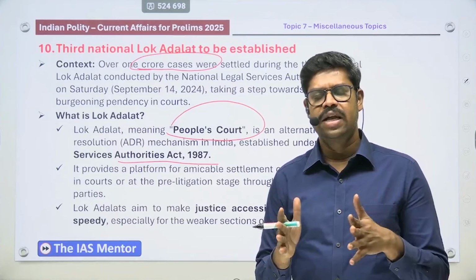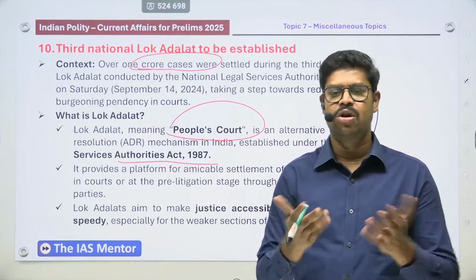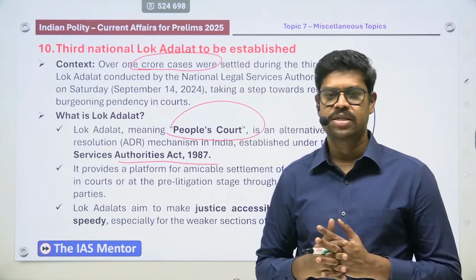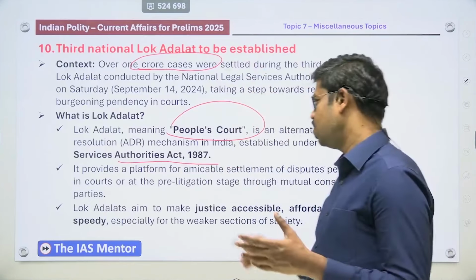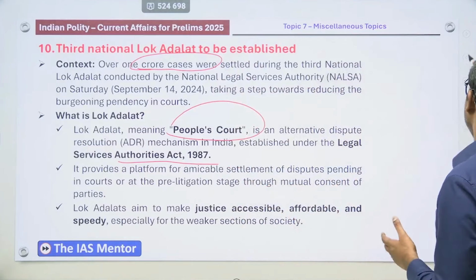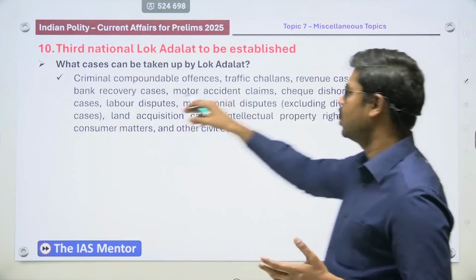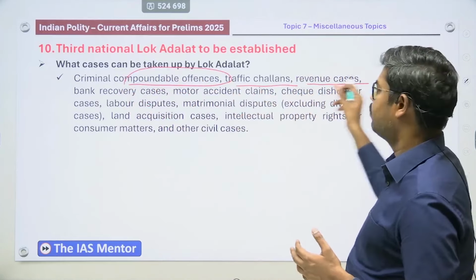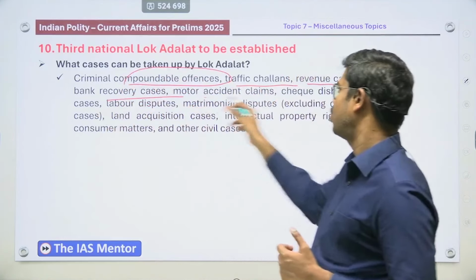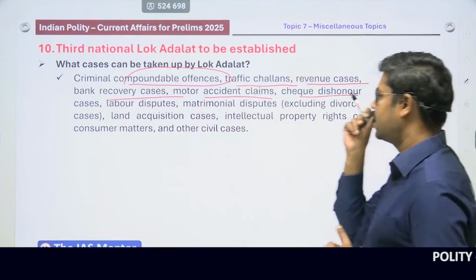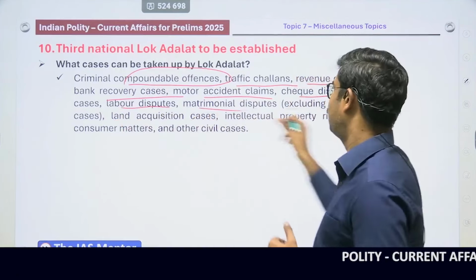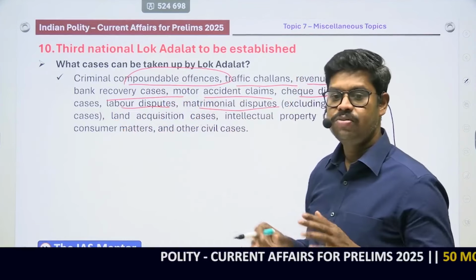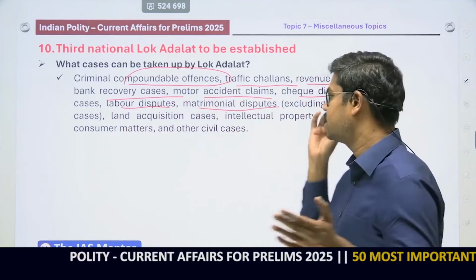Lok Adalat can take up cases which are new, which have not gone to the court. It can also take up cases which are already pending in the court. So both these cases can be taken up by the Lok Adalat. So here I have given a list of what type of cases can be taken by Lok Adalat. Criminal offences of compoundable nature, cases involving traffic challans, revenue cases, bank recovery cases, motor accident claims, cheque dishonor cases, labor disputes, matrimonial disputes, excluding divorce cases. Even in matrimonial disputes, excluding divorce cases, other cases may be taken up.